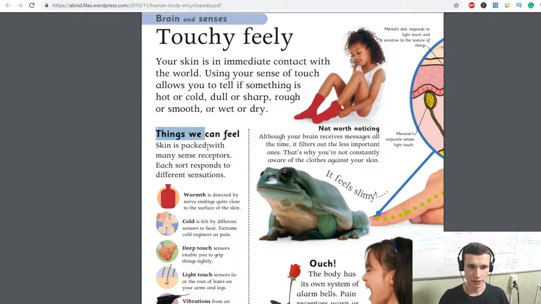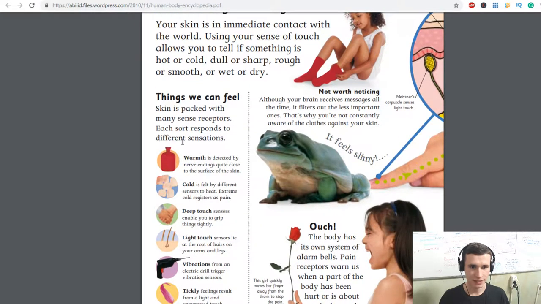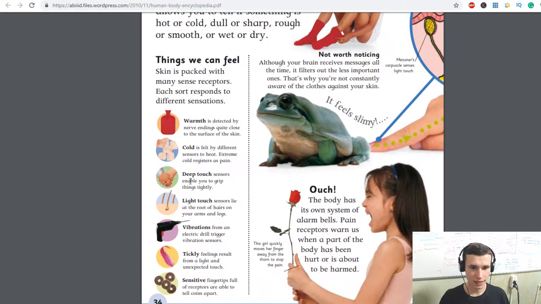Things we can feel. Skin is packed with many sense receptors. Each sort responds to a different sensation. Warmth is detected by nerve endings quite close to the surface of the skin. Cold is felt by different sensors to heat. Extreme cold registers as pain.